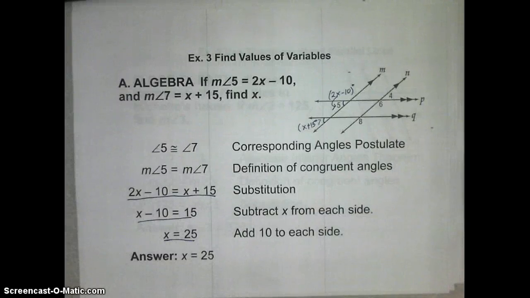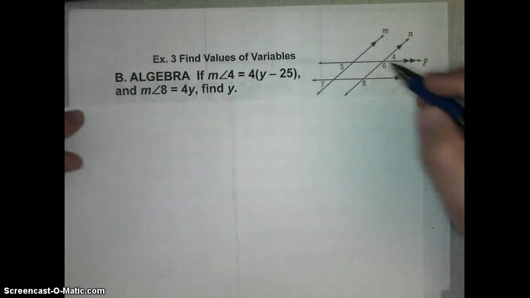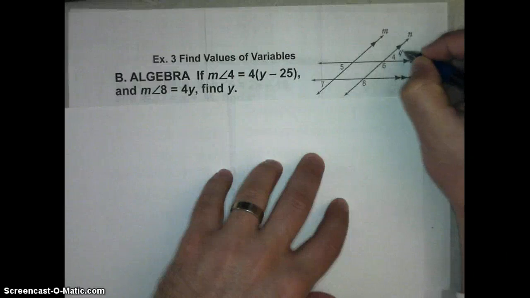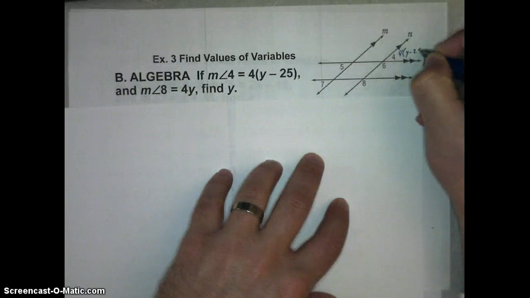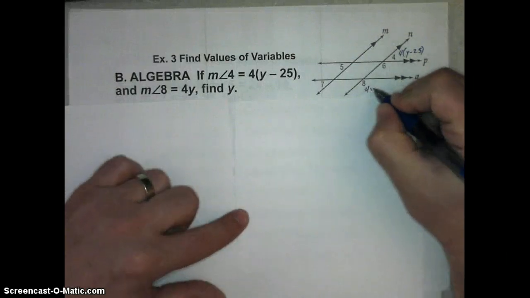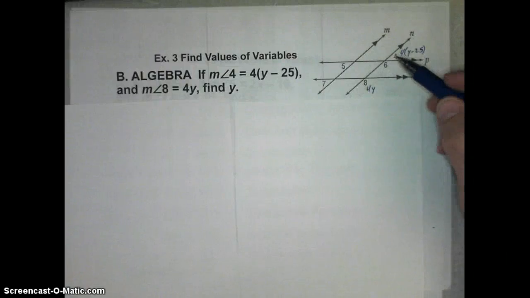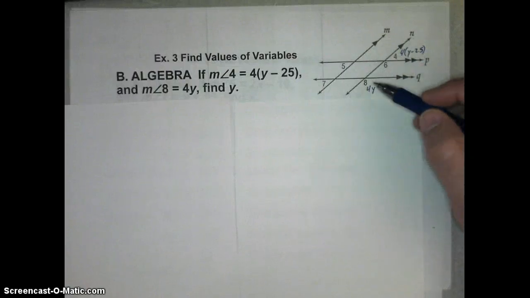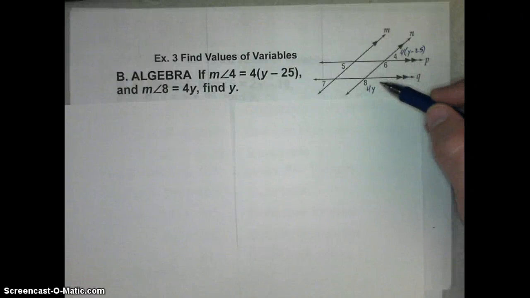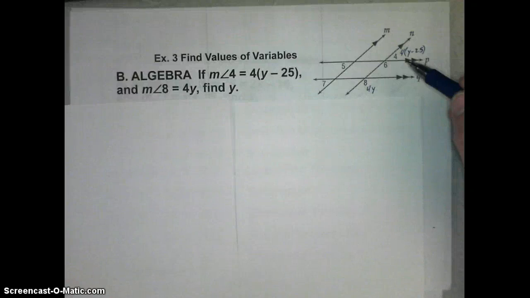Let's try part B. On part B, we are told that the measure of angle 4 is 4 times the quantity y minus 25, and the measure of angle 8 is 4y. So we first want to look at what kind of angle pair 4 and 8 actually are. Well, 4 and 8 are both exterior angles, but they're on the same side of the transversal. Now, we don't have an angle pair that we specifically call consecutive exterior angles.